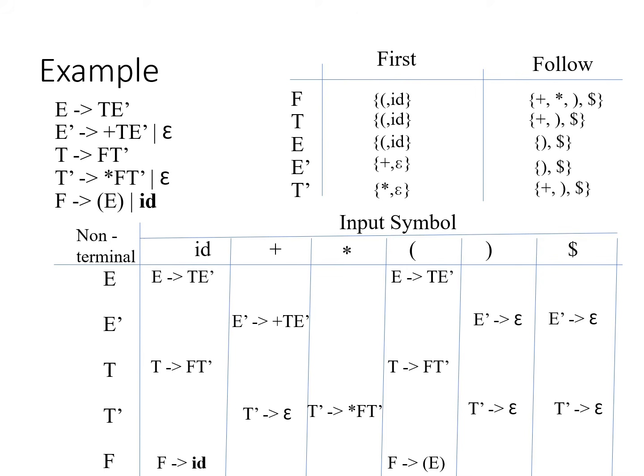E on id, what is the entry? E on id is E derives TE dash. E dash on plus, what is the entry? E dash derives plus TE dash. We're going to use these production rules while tracing the input. Now let us consider the input is id plus id star id dollar.